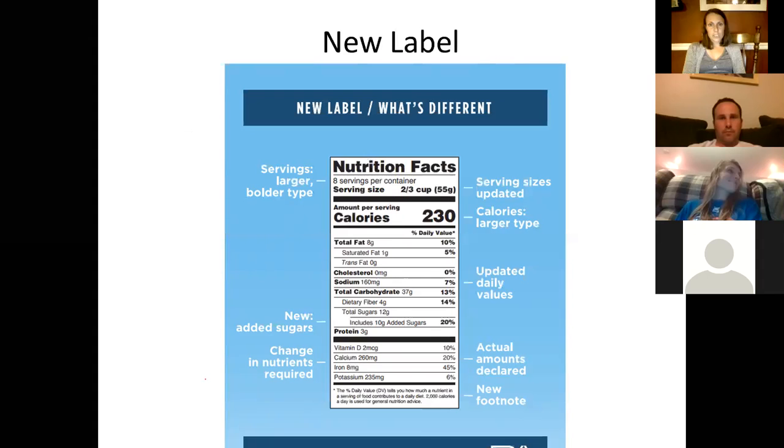In the next few years, you're going to see this new food label pop up, so I just wanted to give you a brief introduction to that. A few of the things that are changing are that the serving size is going to be larger and the calories are also larger. They've updated the daily values. And down at the bottom, the actual amount of vitamins and minerals that are in the product will now be listed. So those are all pretty important things.